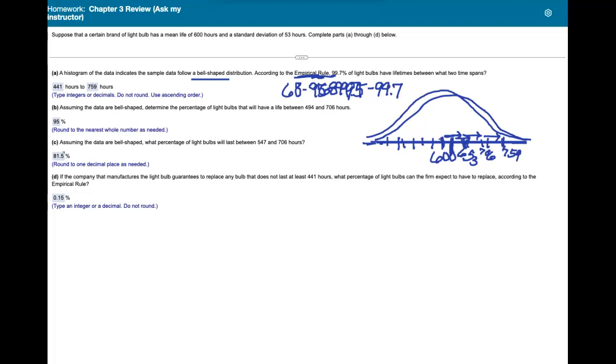And then I want to go 1 standard deviation to the left, so that's 53. So 600 subtract 53, that means this point's sitting at 547. And 1 more standard deviation to the left, this point's going to be at 494. And 1 more standard deviation to the left puts this point at 441.